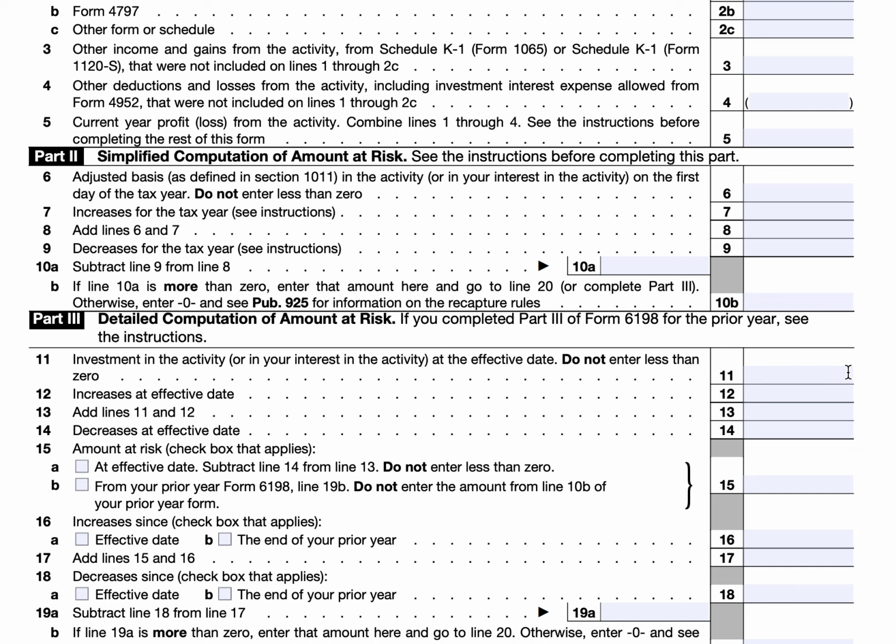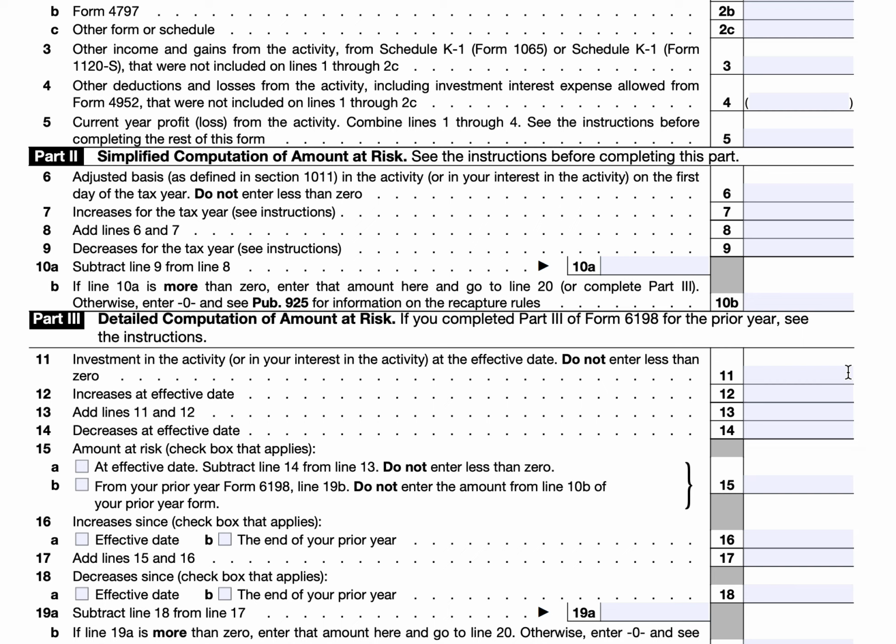And then 4, if you're not an S corporation shareholder, you need to also include liens and encumbrances on any property that you contributed on line 11. If you are an S corporation shareholder, do not include any loans that were assumed by the corporation or liens or encumbrances on property that you contributed.